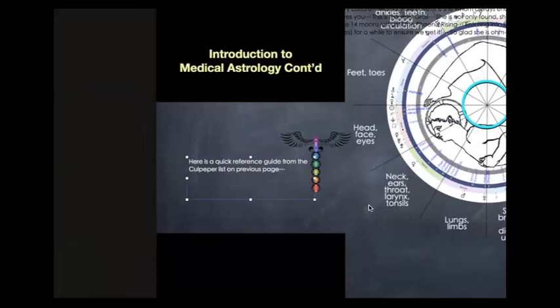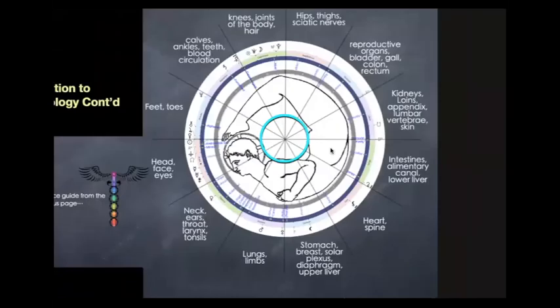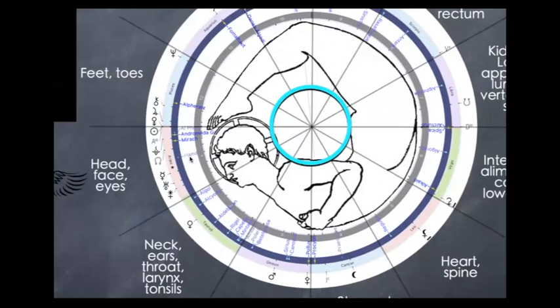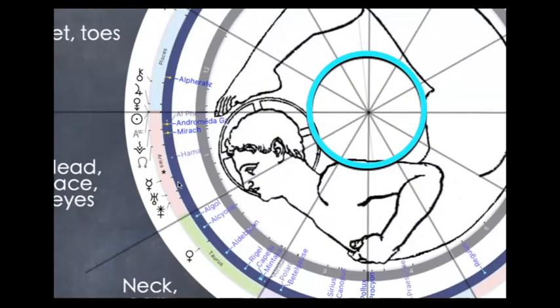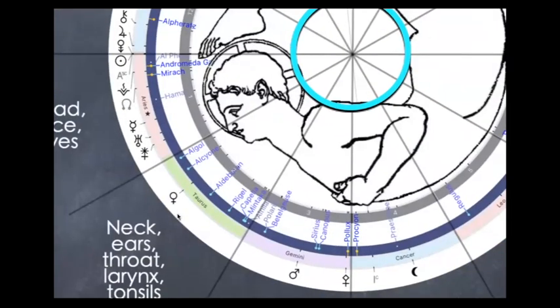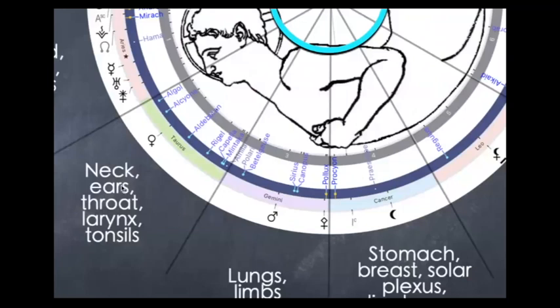So here is a quick reference guide from the Culpeper list on the previous page. So basically it's what was there in Culpeper, just placed around the zodiac. This is not a perfect body lining up with that. It's more for just a general guide. So don't get hung up on that portion of it. But obviously you see the head is in Aries. The neck is in Taurus, right? Which includes the ears, the throat, the larynx, the tonsils.